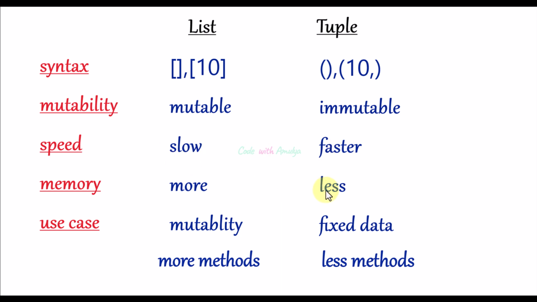Tuples take less memory than lists. And use cases: when you want mutable data, use a list. When we need fixed data, use tuples. Okay, so this is about list versus tuples.